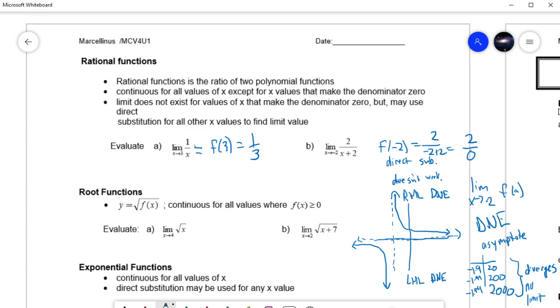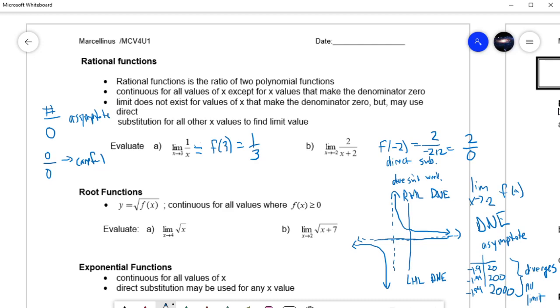Okay, and that's what you're doing here. I'm fairly confident when I say if you ever get a situation where you have number over 0, that is always going to be an asymptote. If you have 0 over 0, you have to be careful. It could be an asymptote, it could be a hole. So the limit might exist or the limit might not exist.